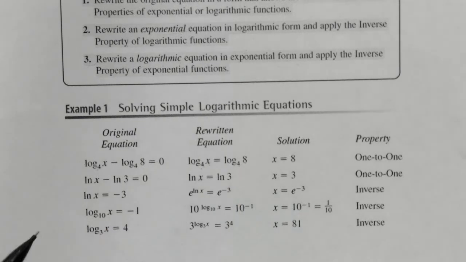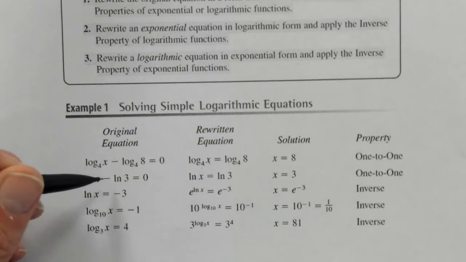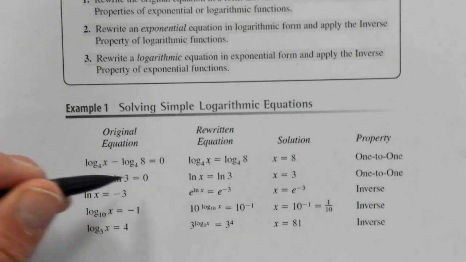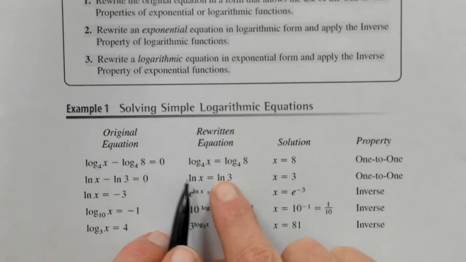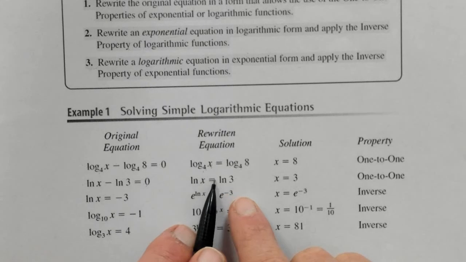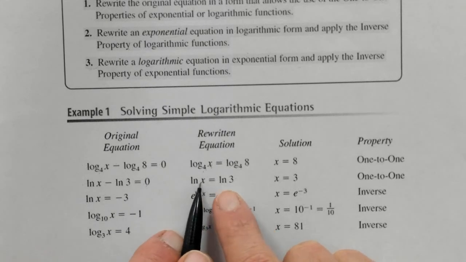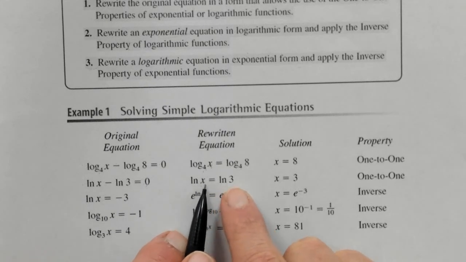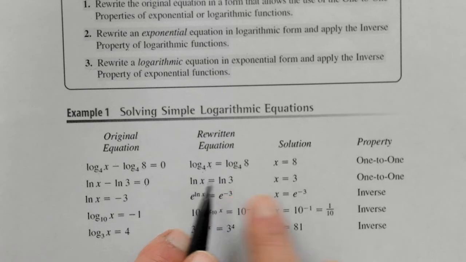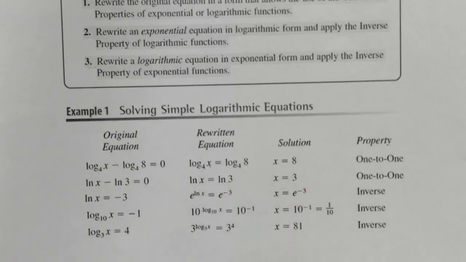The next one, let's see. We got natural log of x minus natural log of 3 equals 0. Once again, move it over to the other side, change it to plus. Natural log of x equals natural log of 3. So the bases are the same. The base is e. So again, this part has to be equal. So x equals 3, and we're done.